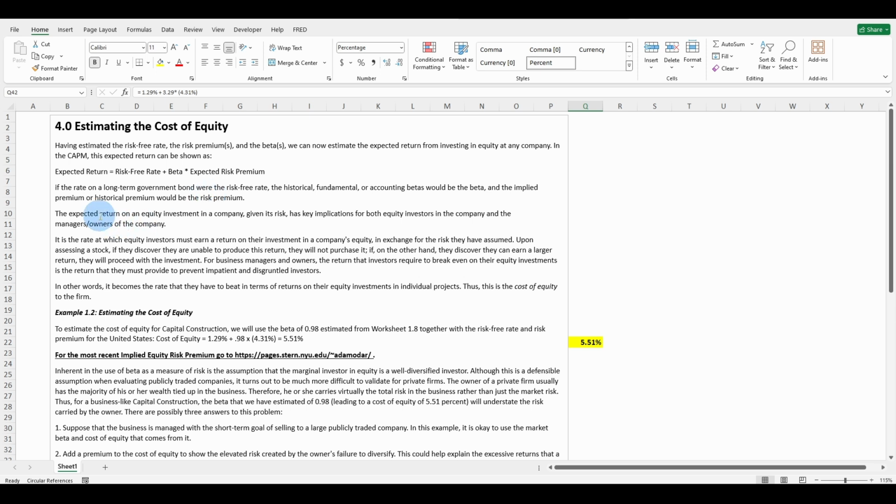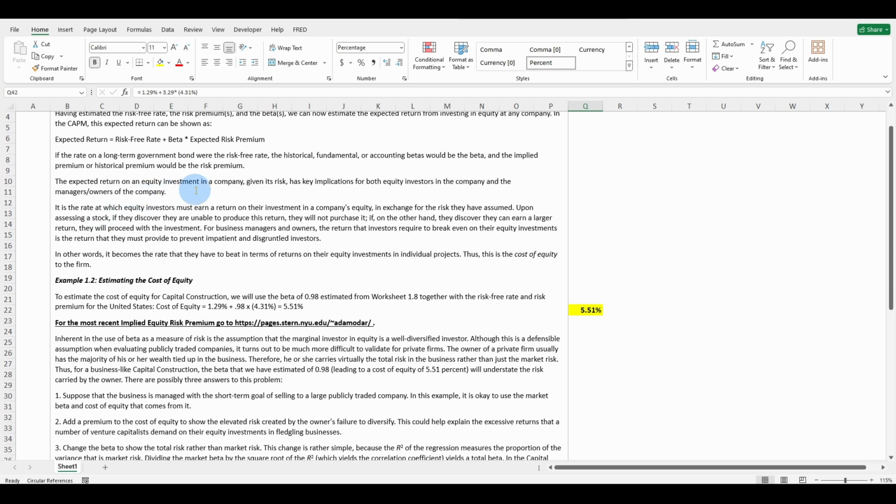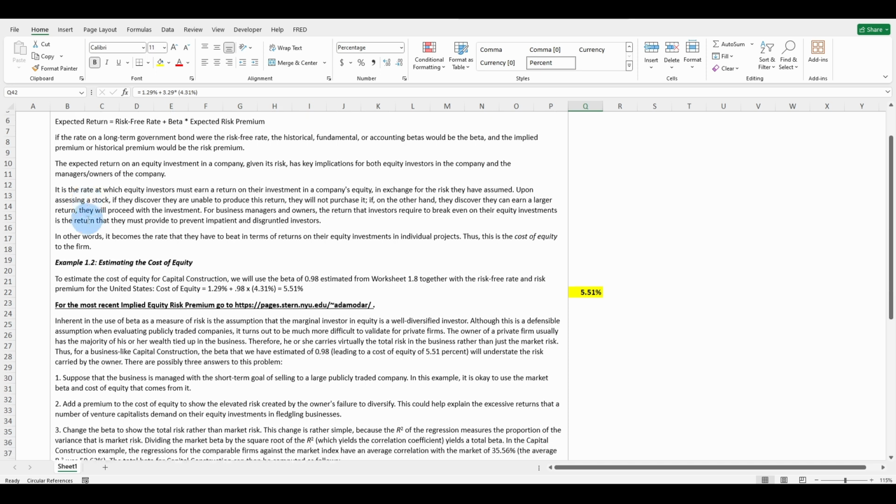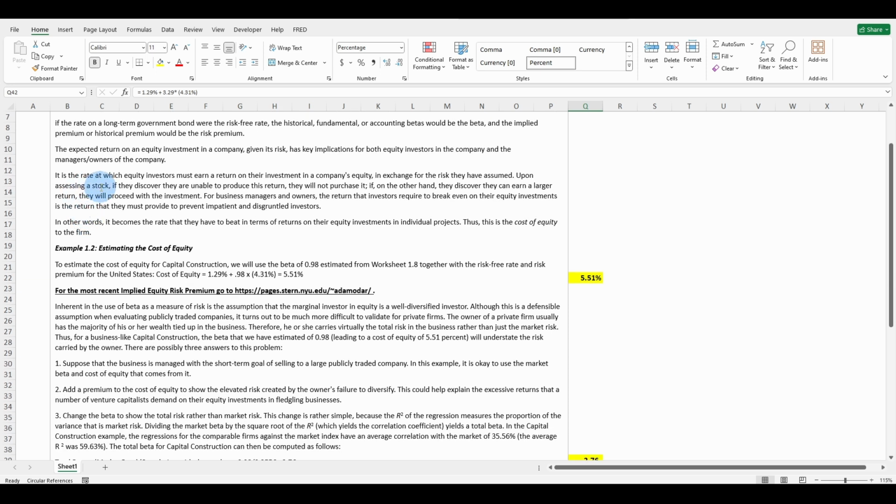The expected return on an equity investment in a company, given its risk, has key implications for both equity investors in the company and the manager owners of the company. It is the rate at which equity investors must earn a return on their investment in a company's equity in exchange for the risk that they've assumed upon assessing a stock. If they discover they are unable to produce this return, they will not purchase it. If, on the other hand, they discover they can earn a larger return, they will proceed with the investment.